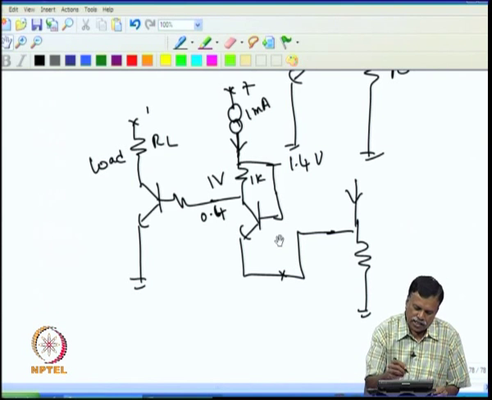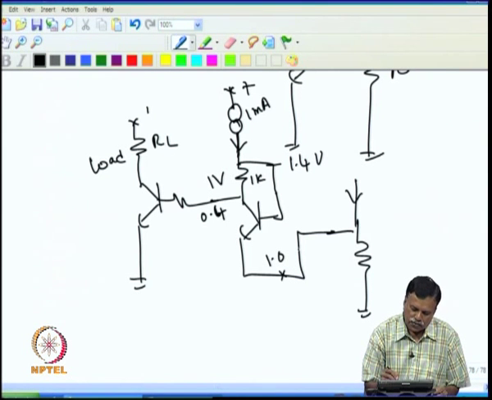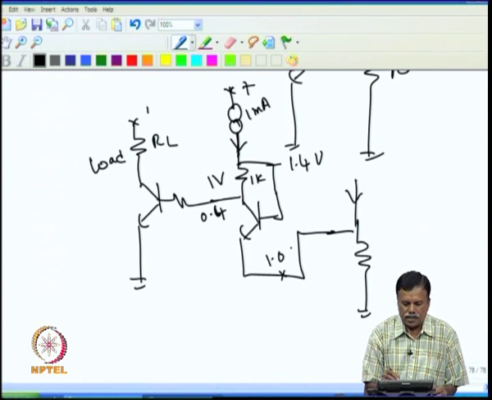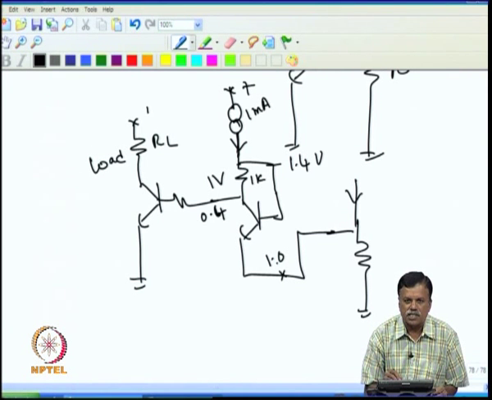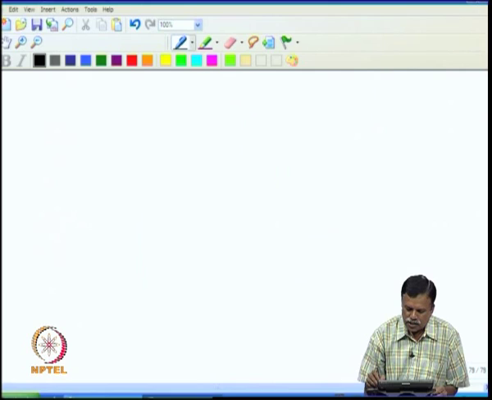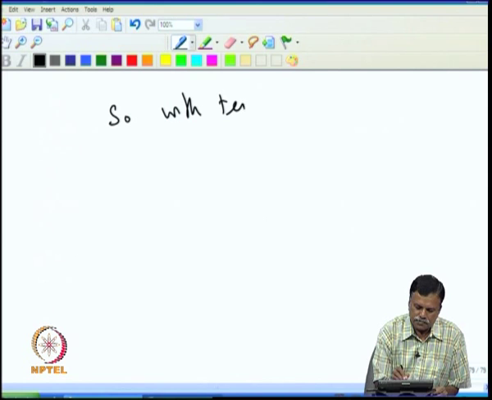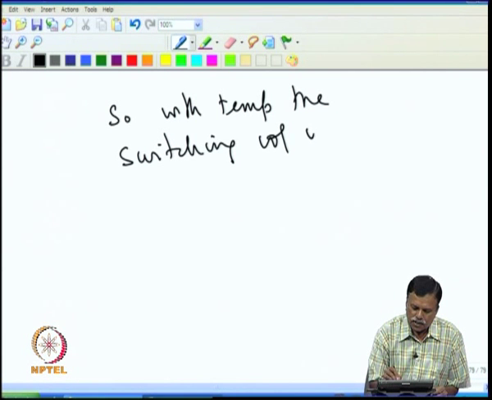That means if it goes more than 1 volt, then this will not be conducting and all the current will flow through this, and then this transistor will be switched on. So, you see that even when temperature changes, the switching voltage does not change. This is the greatest advantage of this circuit. So, with temperature, the switching voltage will not change.